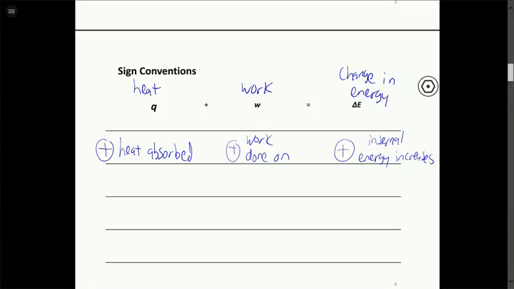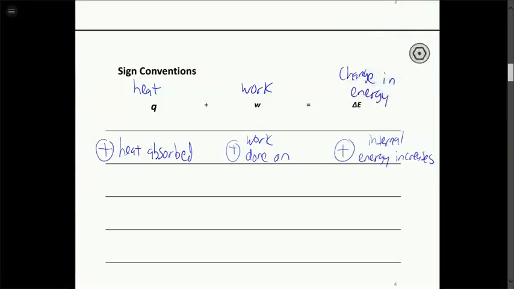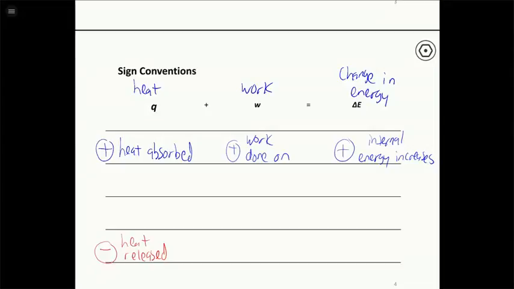All right, so whenever heat and work are both positive, that means you have a positive delta E. And then we can have the other extreme, which is if both heat and work are negative. So a negative heat means that heat is released by the system. So that means heat is flowing from the system to the surroundings. That gives us a negative value for Q.